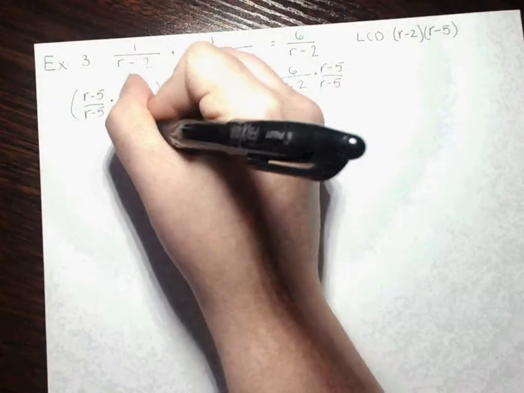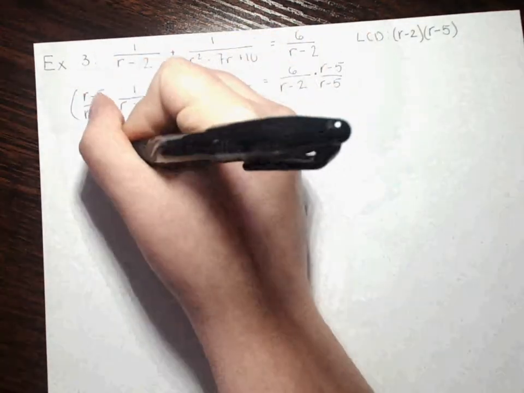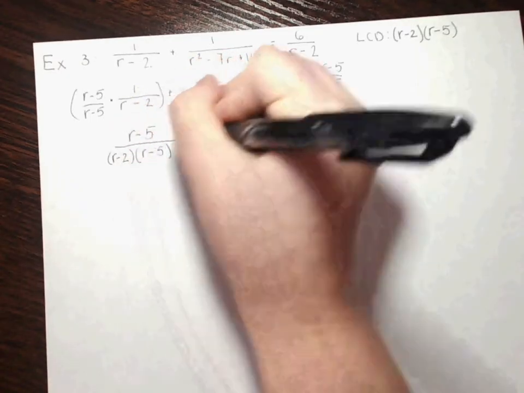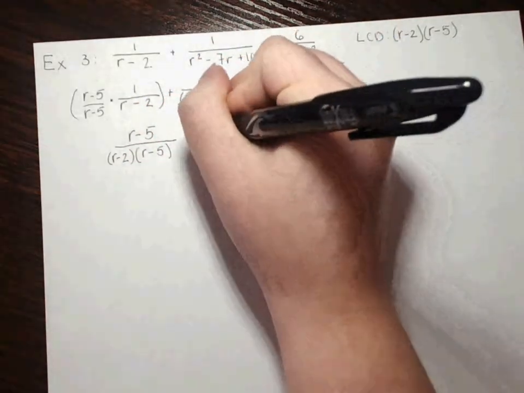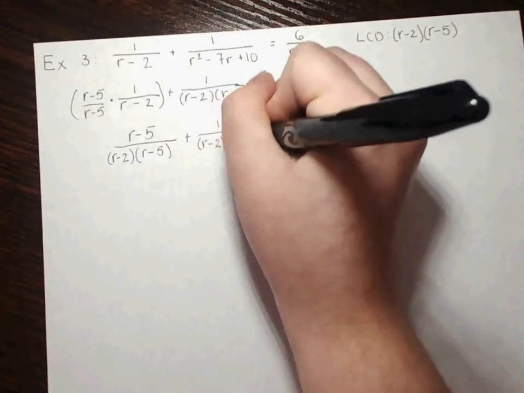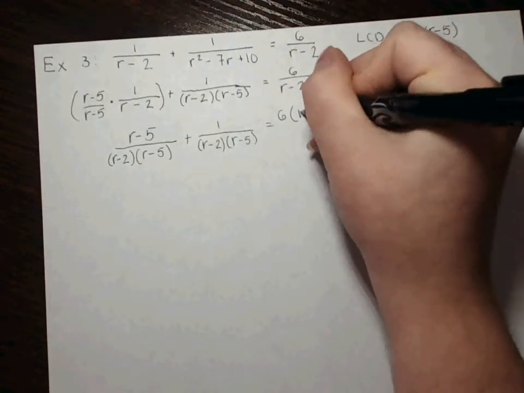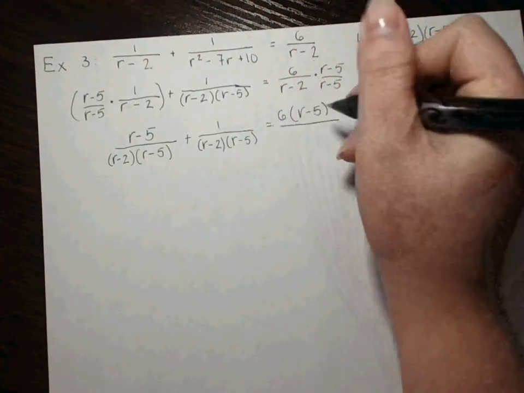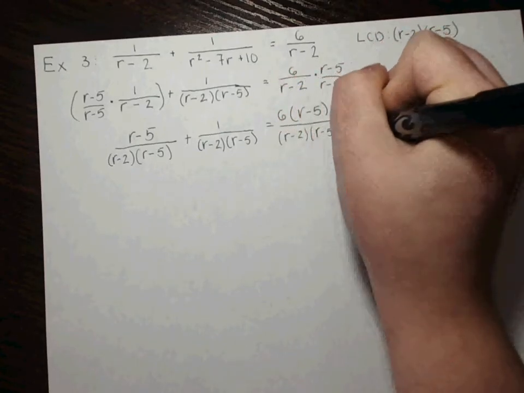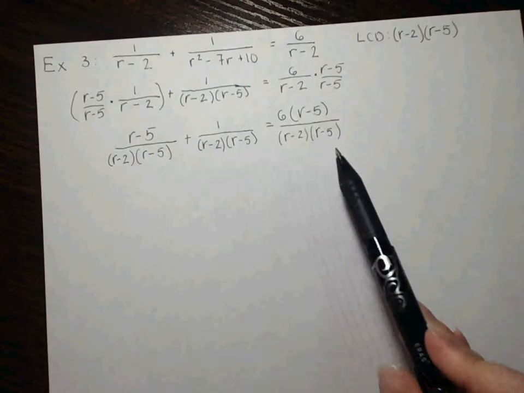So then we have r minus 5. I'm just going to write these in this order, because we still have an r minus 2 times r minus 5, plus 1 over r minus 2 times r minus 5. And that is equal to 6 times r minus 5 over r minus 2 times r minus 5. So now I have the same denominator everywhere.